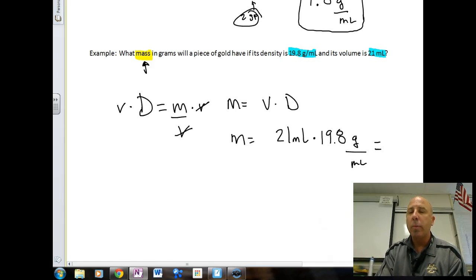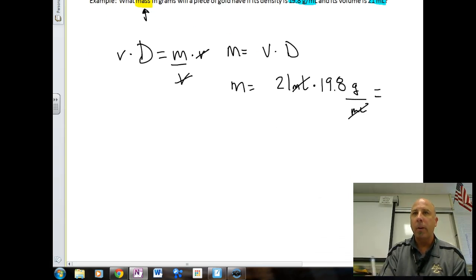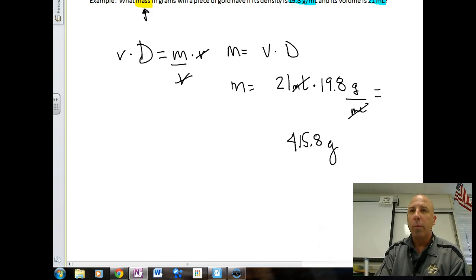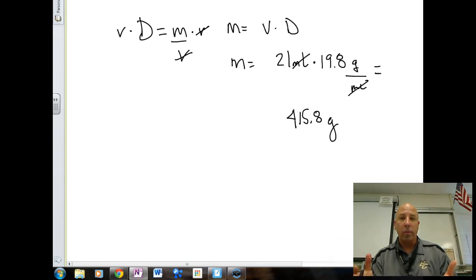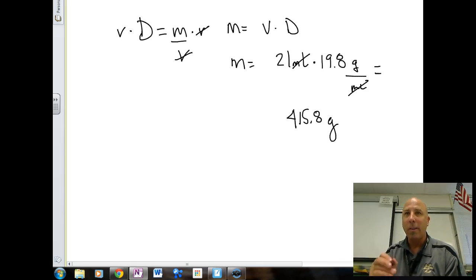And so this just becomes a multiplication problem. We're going to multiply these two values together. And so the milliliters and the milliliters cancel because we have a numerator and denominator. And let's do this. So we have 21 multiplied by 19.8. And so I get an answer of 415.8 grams. My question to you is, are we finished? And hopefully you should say, no, we're not finished, Mr.